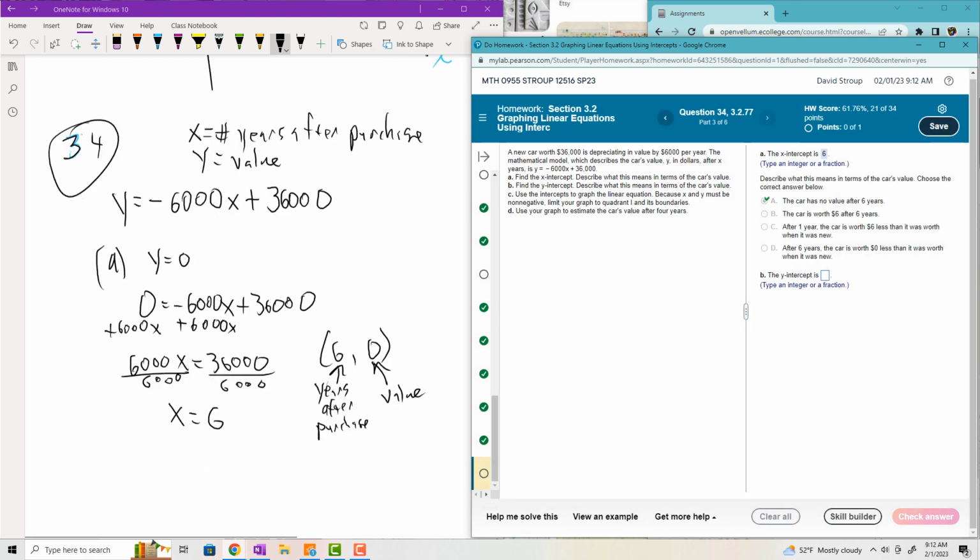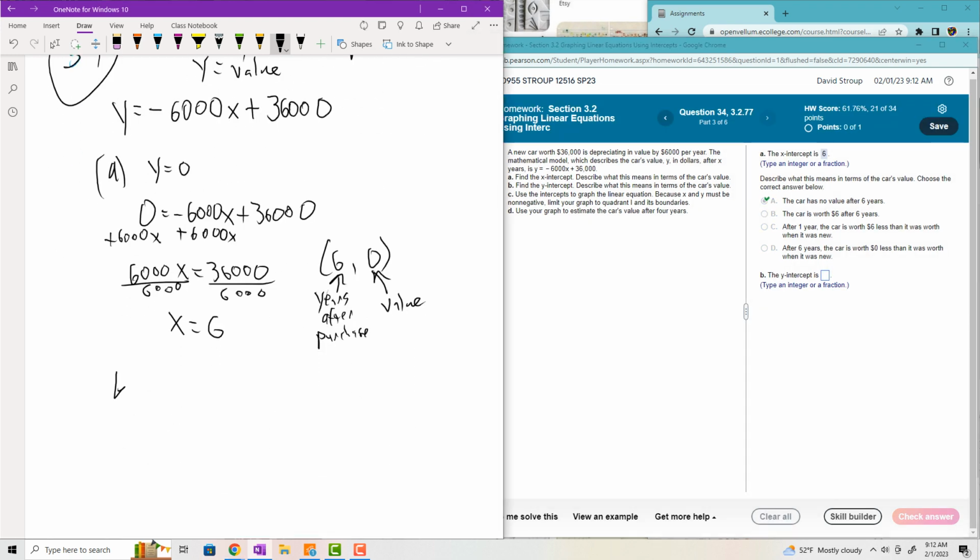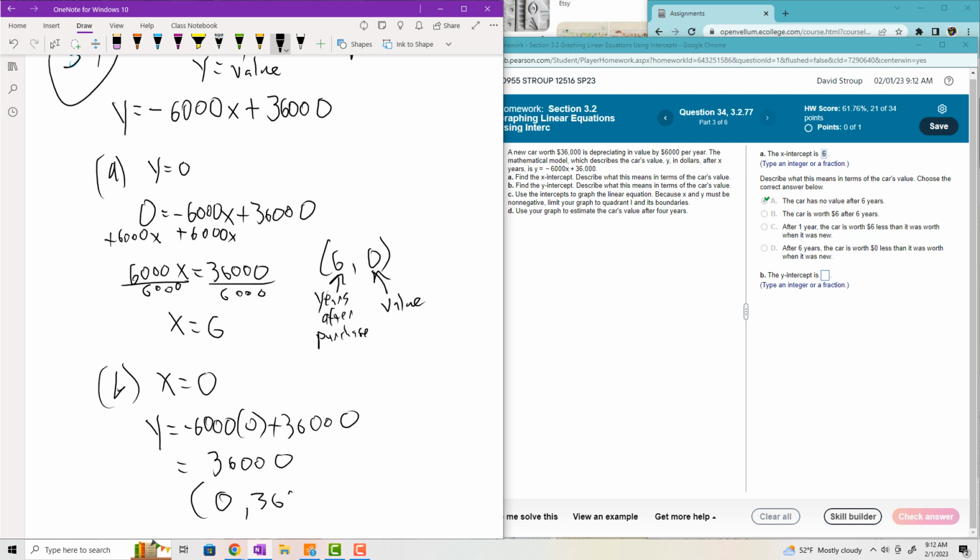Okay, go on to the y-intercept. So part B, for the y-intercept, you let x equal 0. So in the formula, you get y equals negative 6,000 times 0 plus 36,000. That will equal just 0 plus 36,000, which is 36,000. So the ordered pair is (0, 36,000).